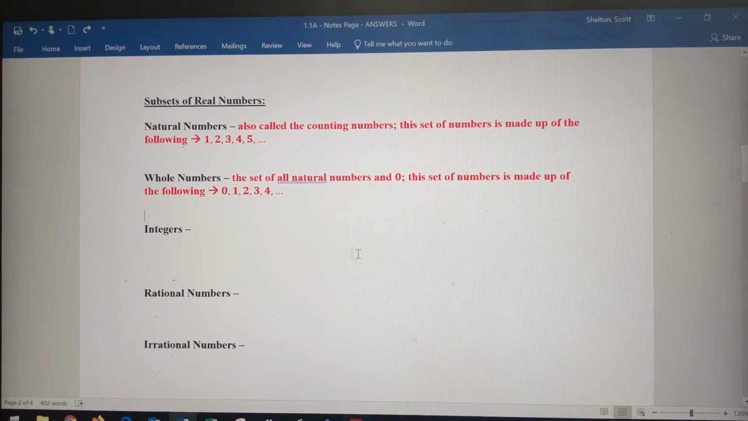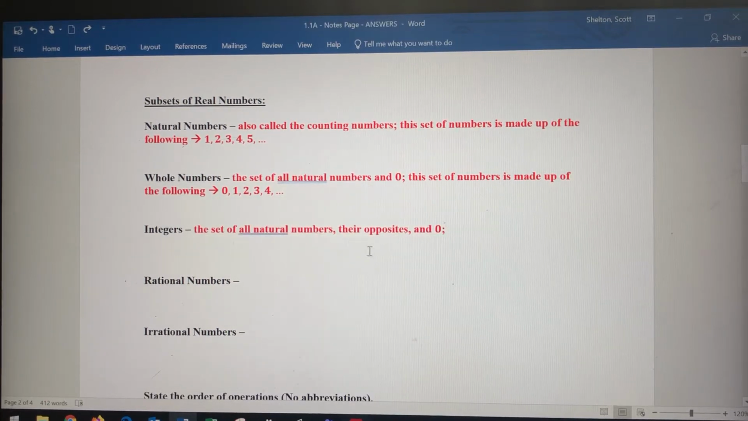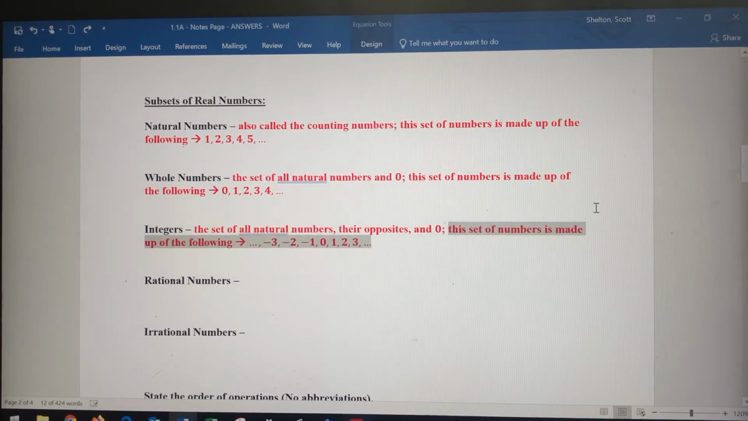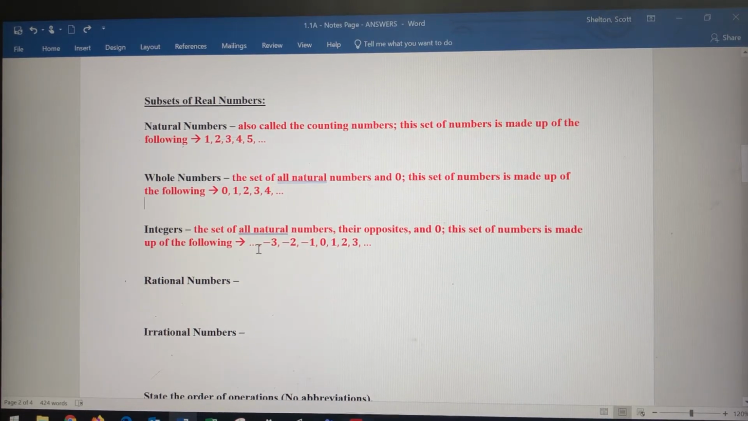Integers is the set of all natural numbers, their opposites, and then we include 0 as part of the integers, okay? Notice there's no fractions in here that can't be simplified down to a whole number or its opposite, okay? So the set of all integers is made up of, note we start with an ellipsis, which means this pattern goes on to the left to negative infinity, okay? And it builds up like -5, -4, then -3, -2, -1, and we continue on to positive infinity, okay? So the integers is the set of all natural numbers, their opposites, and 0, okay?